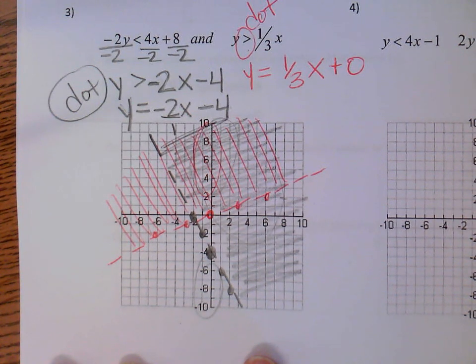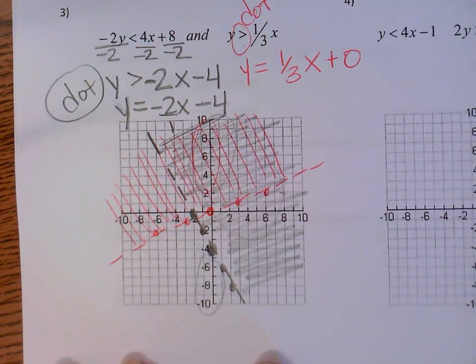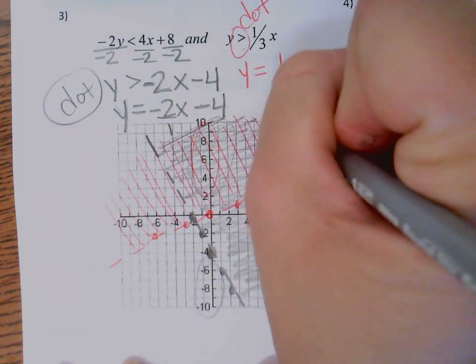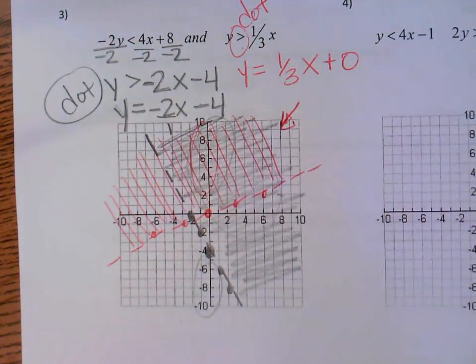That's okay. They might have marked. All right, so this is my solution region. It's where the red and the black overlap. So you just practiced graphing 2 inequalities and shading the solution region. That's the hardest you'll have to do on the quiz on Friday.